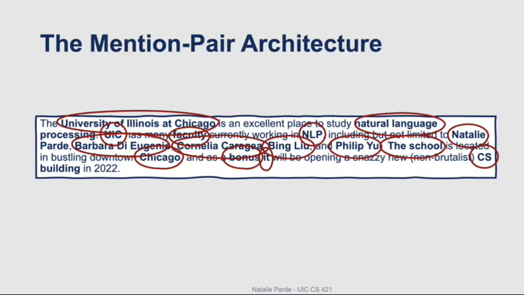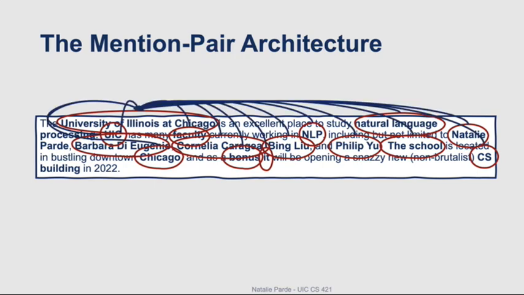For example, if we go back to our sample text from the previous video discussing coreference tasks, let's say we've identified all of the entities that are circled. For each of these entities, we're going to want to compute the probability that the entity co-refers with each of the other entities. So, for example, with the entity University of Illinois at Chicago, we'd want to compute the probability that it co-refers with natural language processing, UIC, faculty, and so forth.